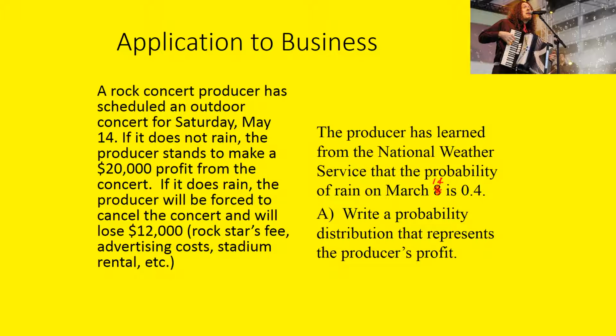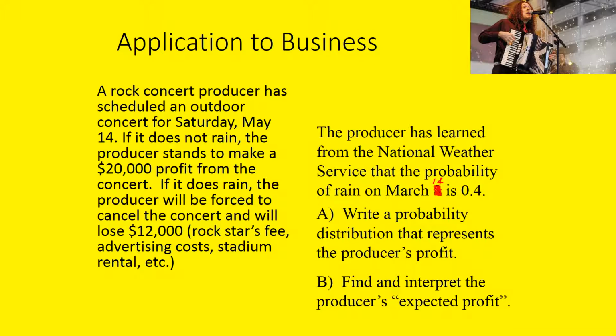The producer has learned from the National Weather Service that the probability of rain on March the 14th is 0.4. So it's probably not going to rain, but it very well could rain. Right? A probability distribution that represents the producer's profit. And the next problem we'll do after that is to find and interpret the producer's expected profit.